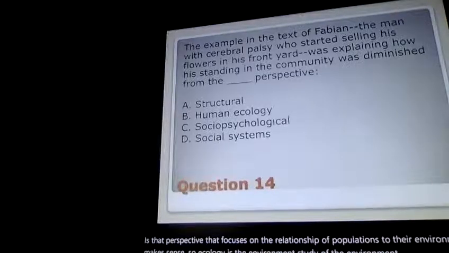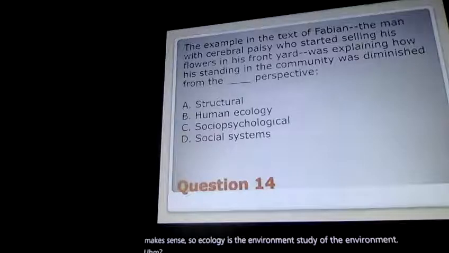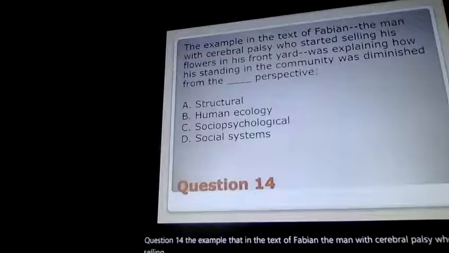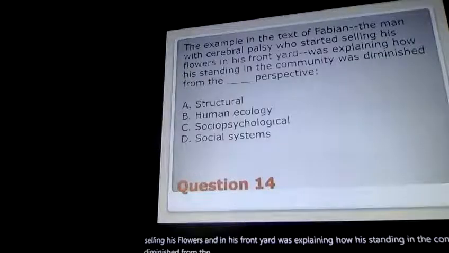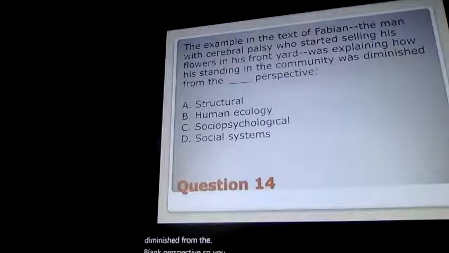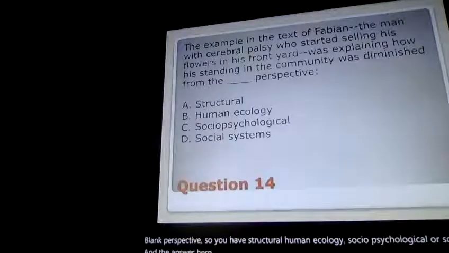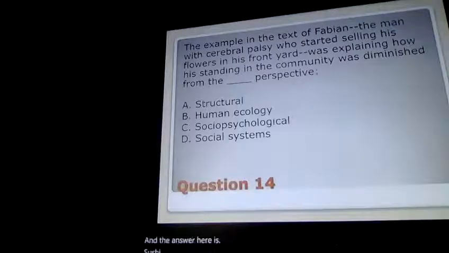Question 14. The example in the text of Fabian, the man with cerebral palsy, who started selling his flowers in his front yard, was explaining how his standing in the community was diminished from the blank perspective. So you have structural, human ecology, socio-psychological, or social systems. And the answer here is socio-psychological, C.